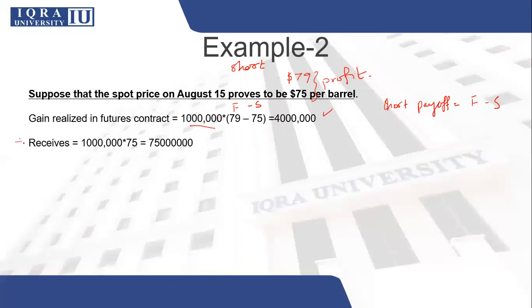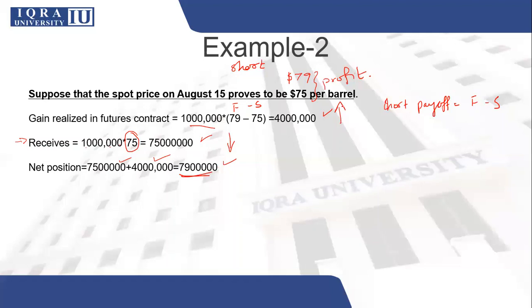Now, what will happen in the actual market? In the actual market, because the price of oil is now 75, when you sell the 1 million barrels of oil, you will get this much because you will have to sell it at the price that is going in the market. But what is your net position? Your net position is that you have received 75 from here and you have received 4 from there. So in total, you have received 79 because you've realized gain over here. So even though the price went down, the gain has offset it and you are still receiving the price that you wanted.